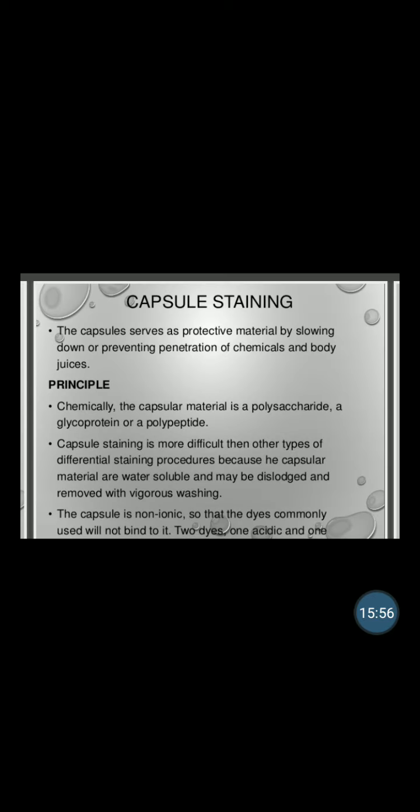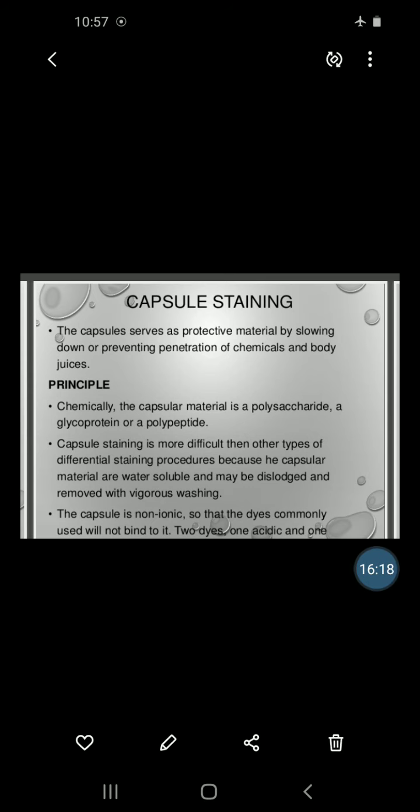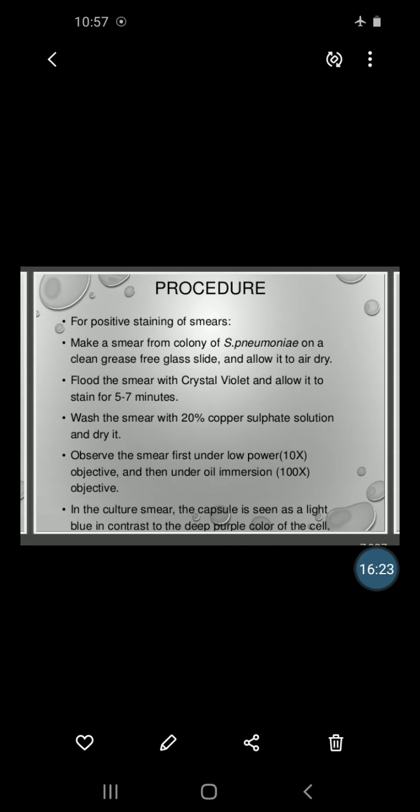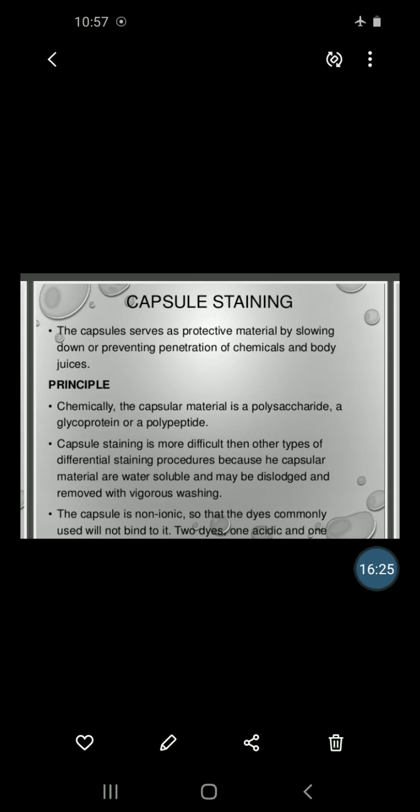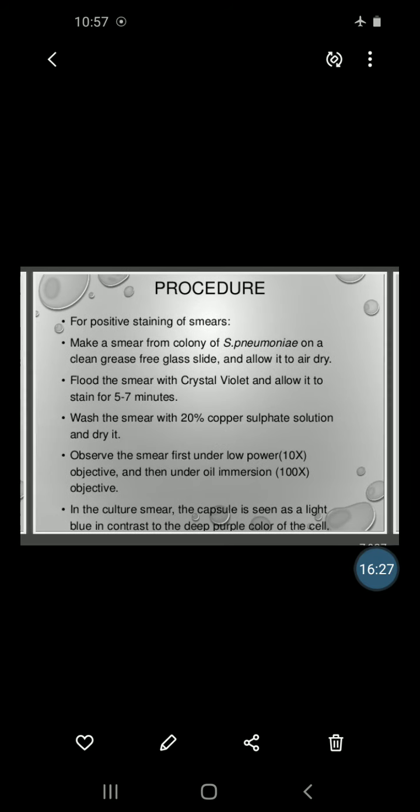Then this capsule is non-ionic, so the dyes commonly used will not bind to it. That is the second reason. The commonly used dyes are two dyes, one acidic and one basic. Then we will see the procedure.